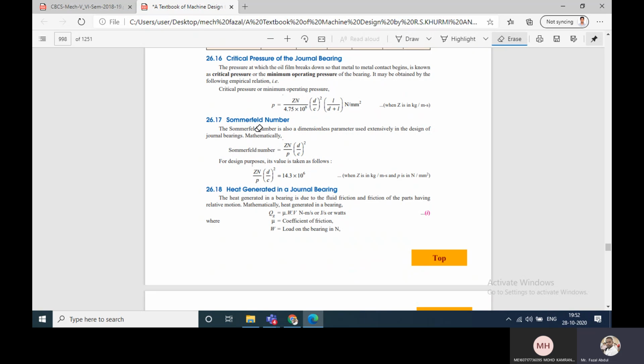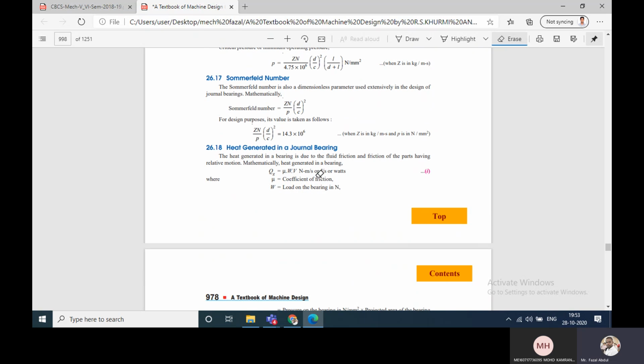Next one is the Sommerfeld number. This is also very important for the 2 marks question. The Sommerfeld number is a dimensionless parameter. It is used to design journal bearings: ZN by P into (d by c) whole square. For a safe design, this product value is always 14.3 into 10 to the power of 6.